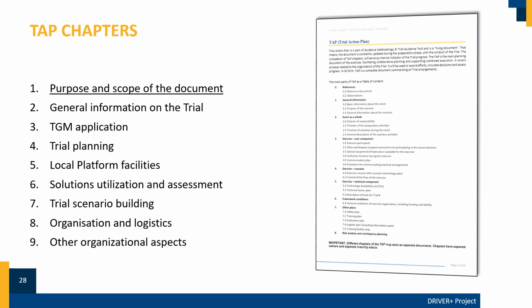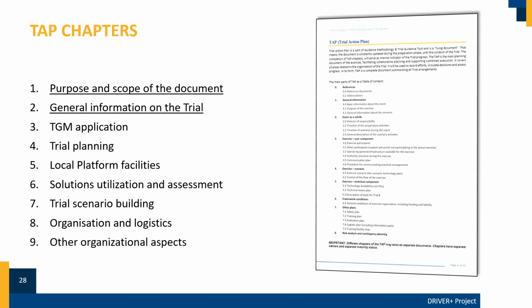The second chapter is called General Information on the Trial, and it consists of 3 subsections: the trial purpose and goals, the trial context, and a high-level outline of the trial scenario. This chapter holds all information like location, date, organizer, trial type, draft agenda, and a short description of what you are trying to assess in which scenario.